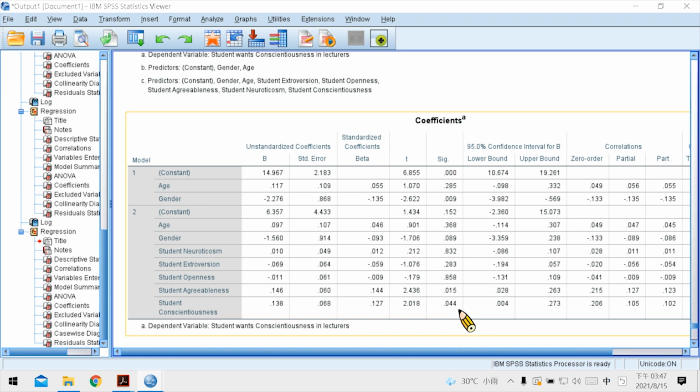And gender is in the first stage. You see gender predicts in the first step, but in the second stage it becomes non-significant.